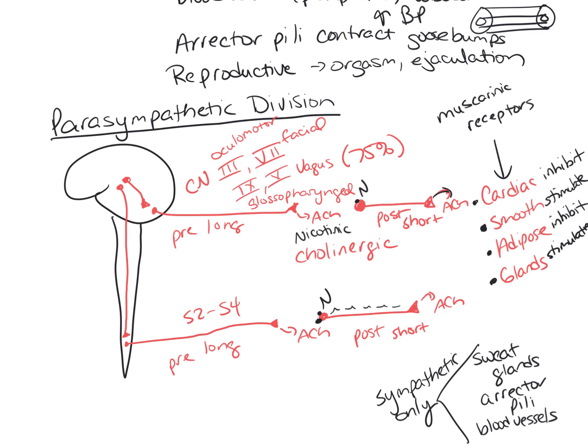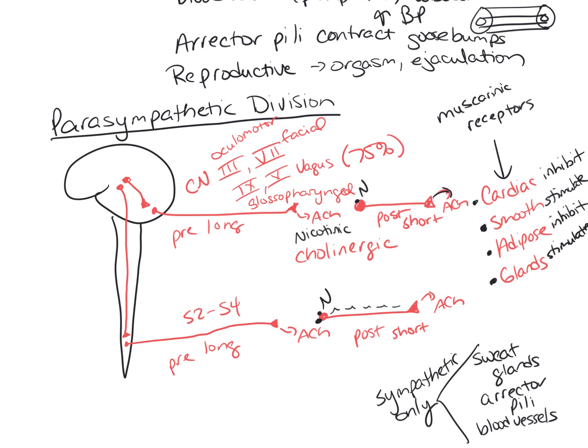So basically, when the parasympathetic division gets stimulated, it's going to increase all of the secretions in your body. So it's going to increase the secretions of the lacrimal glands, so tear production increases. It increases the secretions of salivary glands, so saliva is produced, increases mucus production in the GI tract and the urinary tract and the reproductive tract. So it causes a lot of secretions.